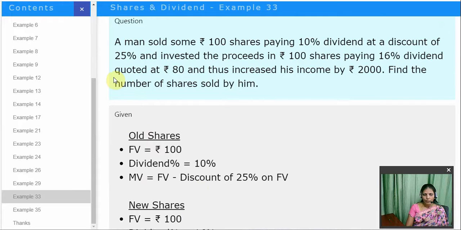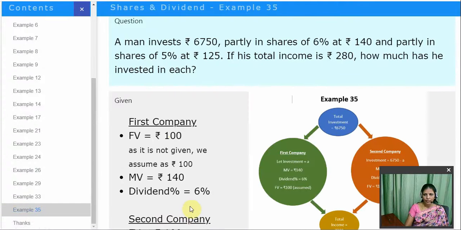So to begin a sum, first read the question, understand it, get a clear picture, and then you can proceed. Only then will you know what formula can be used. Now we will go to the next sum. Now come to the question.